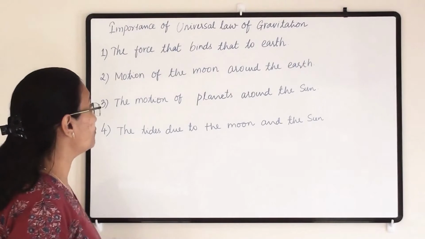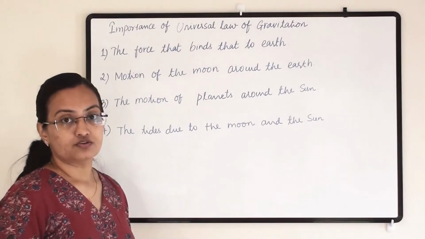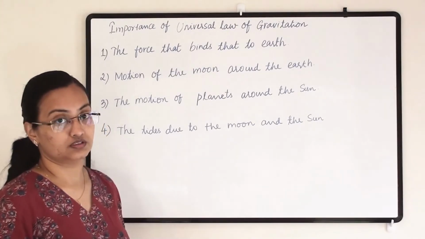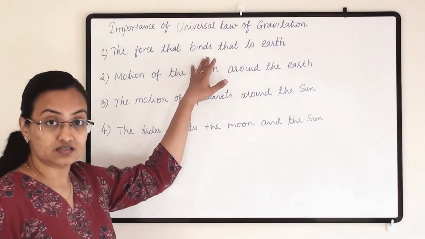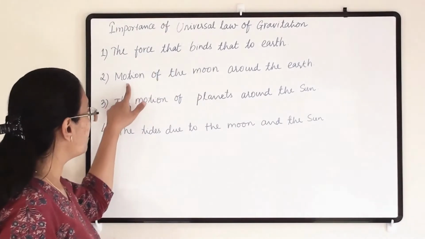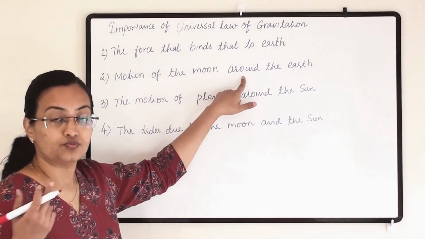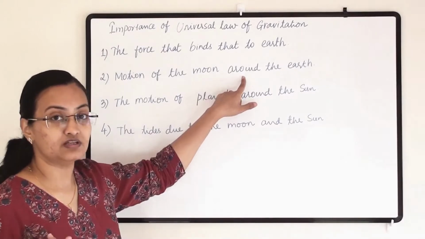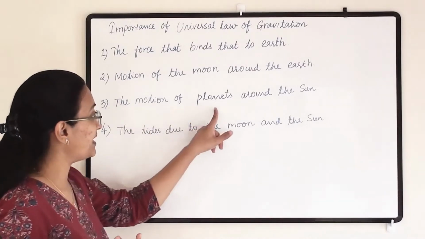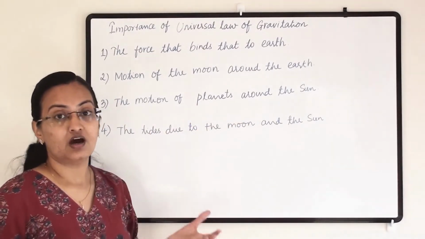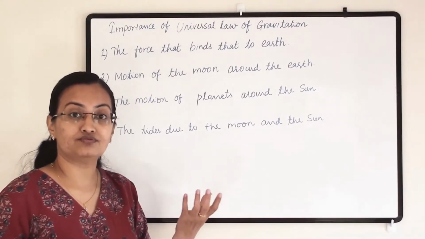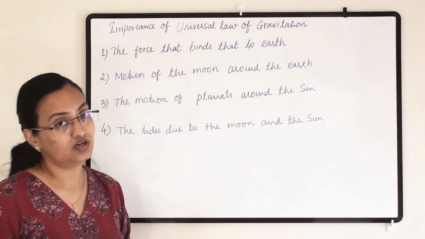So first is the force that binds us to earth. Because of that we can stand on the earth and we survive on the earth, because that force binds us to the earth and each and every object remains on the earth. Second, motion of the moon around the earth. Earth attracts the moon, and that's why it revolves around earth. The motion of the planets around the sun, and because of this our whole solar system exists. Because of the force of attraction of the sun, all the planets are revolving around the sun.